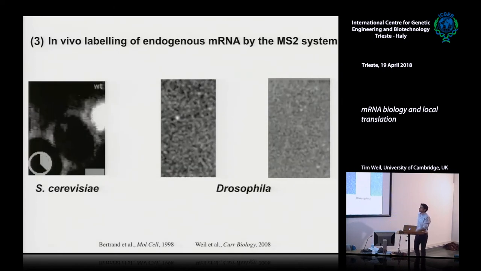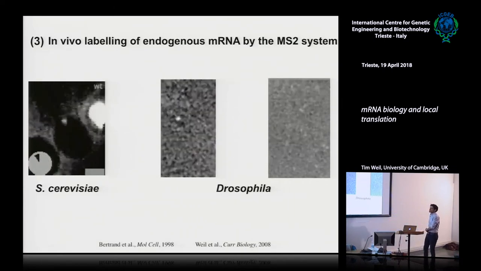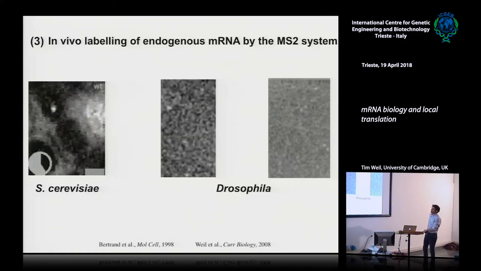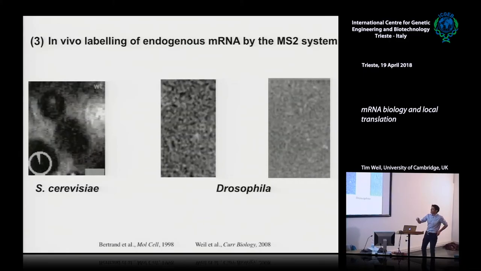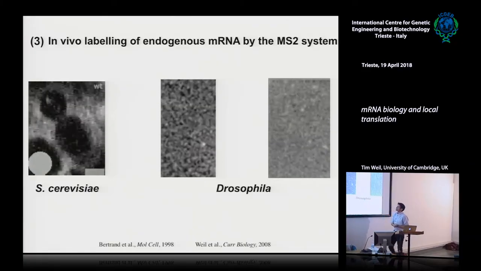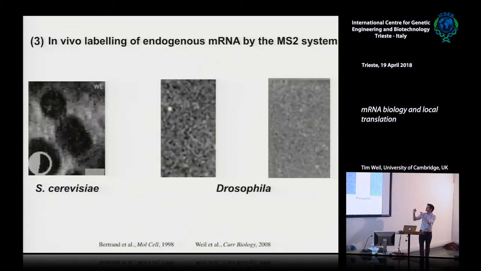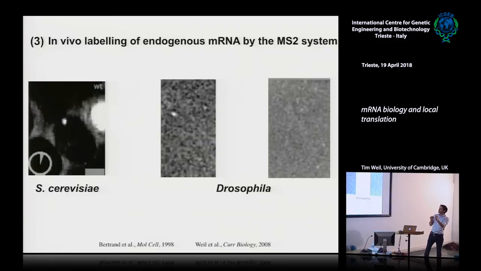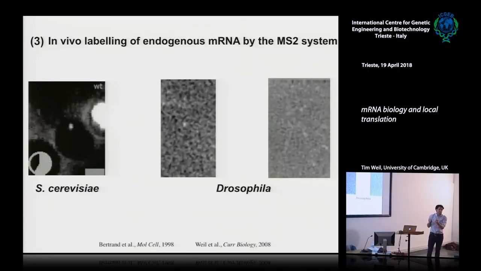And you can see on the left, this is from cerevisiae, that was ASH1 RNA. This was the first time it was shown, in 1998 from Rob Singer's lab. And then here's an example that we were showing for Drosophila. These movies are on loop, but in the middle one you can see the RNA running and then reversing.